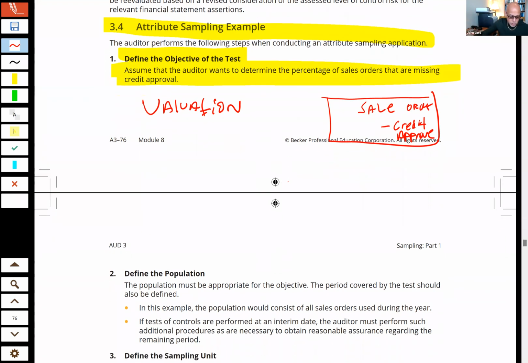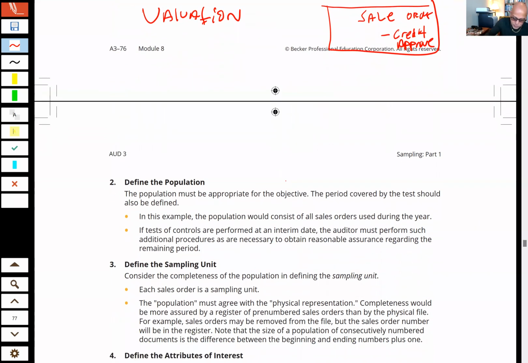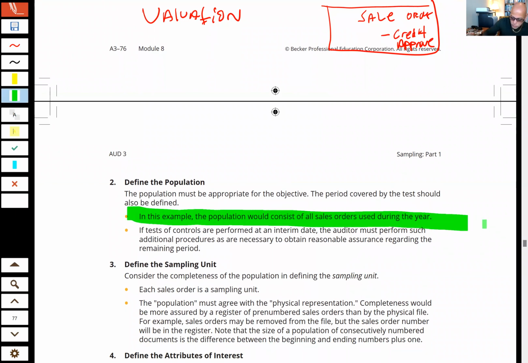Okay, good. Now we determine the population. The population would be all the sales orders that were used during the year. And if a sales order comes up in our sample, then we have to... oh, sorry guys.